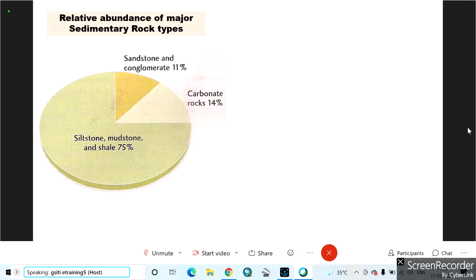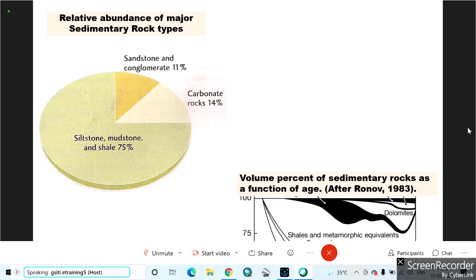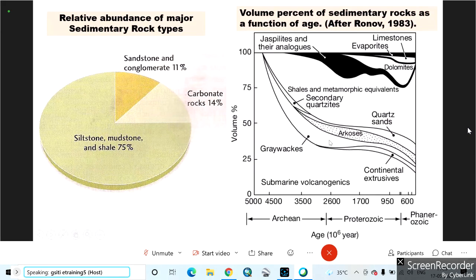So is it the same in the past geological time scale? Partly it was true, meaning the distribution of the clastic rocks, that is the sand and shale, is constant from the Precambrian time to the Proterozoic time.